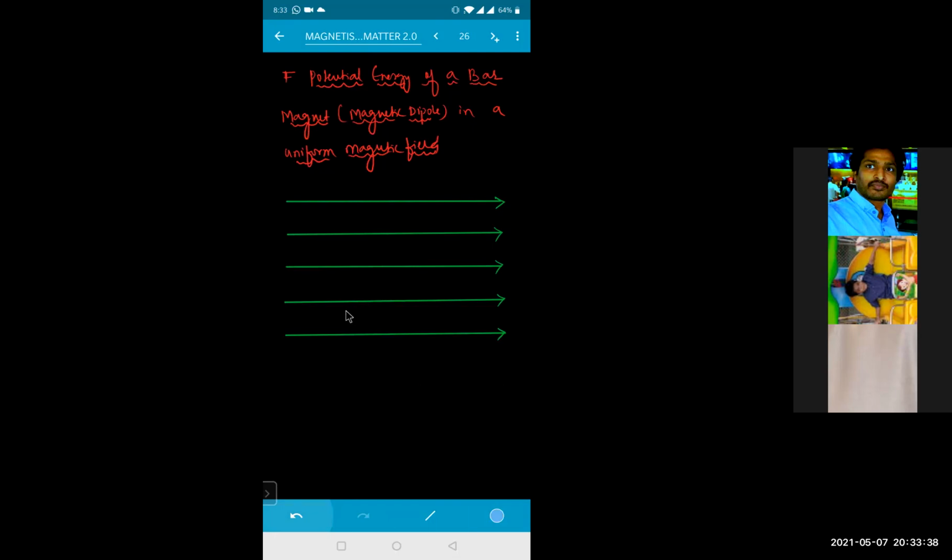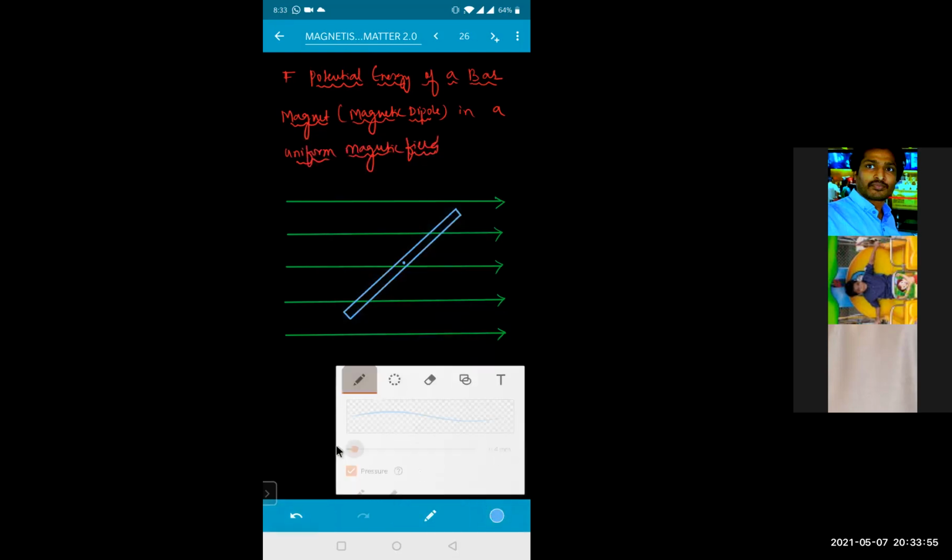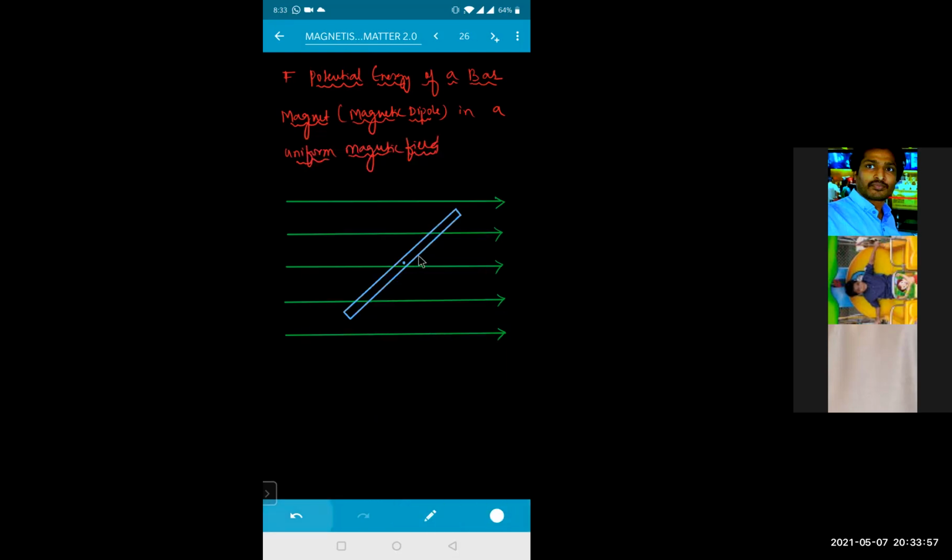This is your bar magnet here. This bar magnet is making an angle. Say for example, this angle is right now theta 1. This is the north pole of the bar magnet and this is the south pole of the bar magnet and this is your magnetic field. And this is a point, your center. Okay, is that clear?